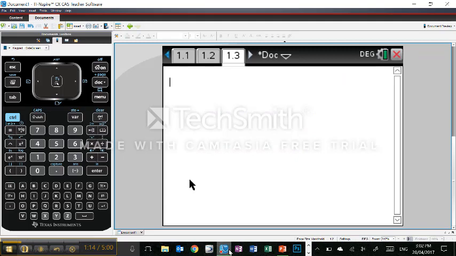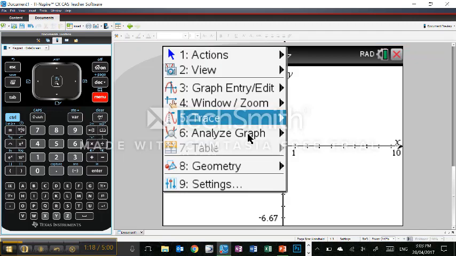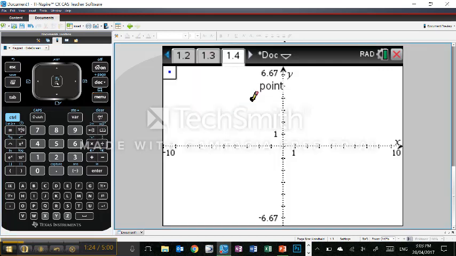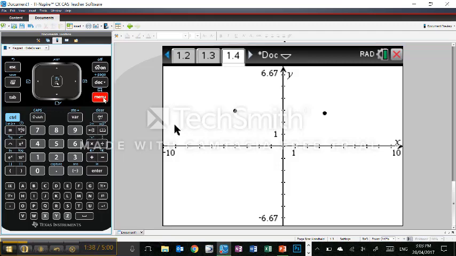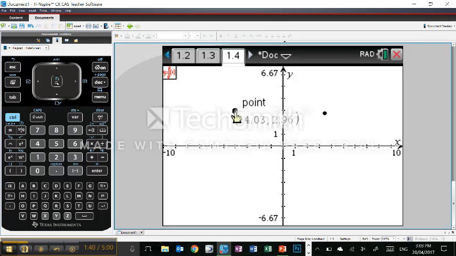So if we add a graph page, what we want to do is add 2 points. To do that, we go to Geometry, Points and Lines, Point. And we can just add 2 points wherever we want. We hit Escape to get out of point. What we need to do now is get the coordinates displayed on each of our points. So we go to Menu, Actions, Coordinates and Equations, and hover over the top and click twice to insert those coordinates. We then get out of there.